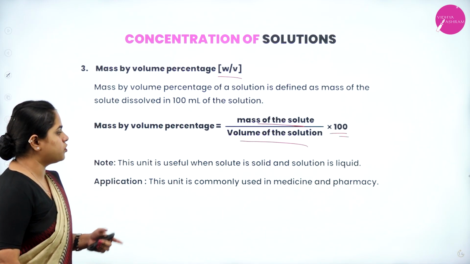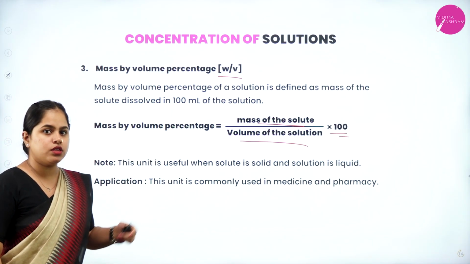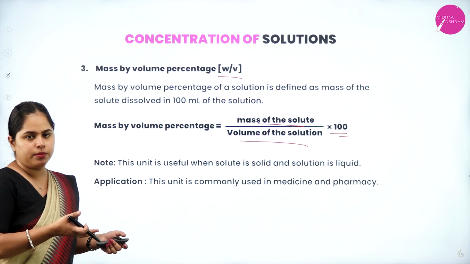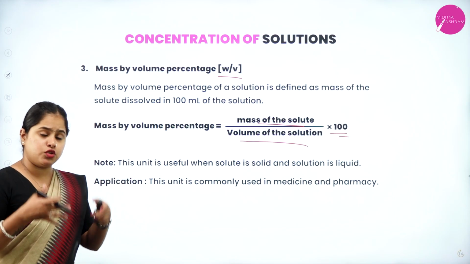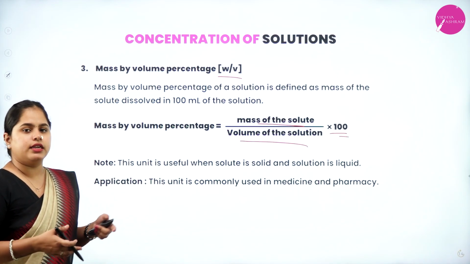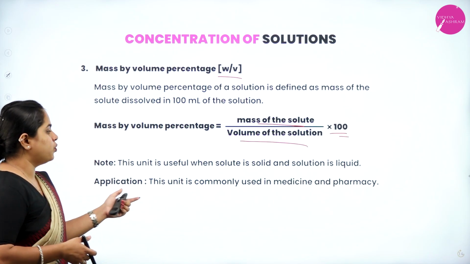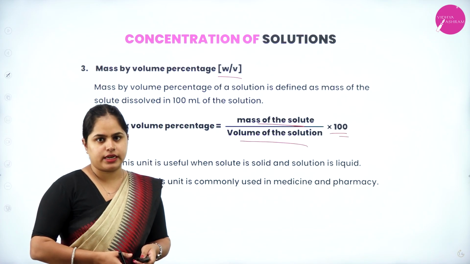The value will be wrong, right? So this unit is useful when solute is solid and solution is liquid. So in this case, you can use mass, we can consider for solid. Volume we can consider for liquid, right? So when the solute is solid and solvent is a liquid, you can use this method, that is mass by volume percentage. This unit is commonly used in medicine and pharmacy. So I hope it is clear, right?